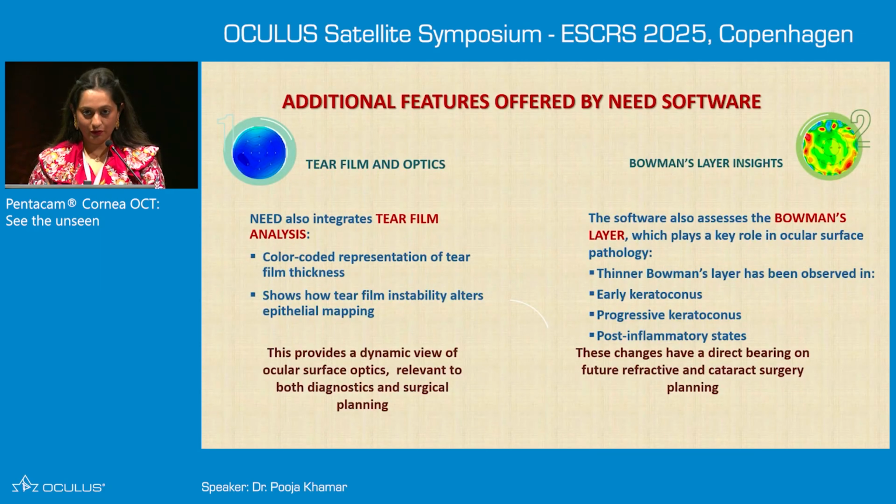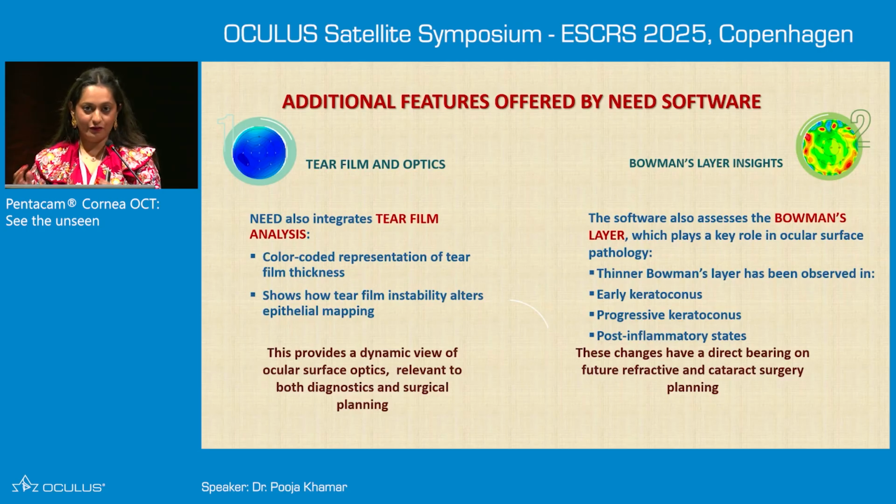Now, we do know that epithelium, yes, it's very important, but tear film can have an impact on the epithelial maps. And you could see on the OCT very clearly that you can highlight the tear film very well, but you cannot quantify it at this point of time. So this software will also help us quantify the tear film and optics and show a color-coded representation of the tear film thickness, show how the tear film instability alters the epithelial map, and provide a dynamic view of ocular surface optics relevant to both diagnostics and surgical planning, and it may help in our ocular surface practice as well.